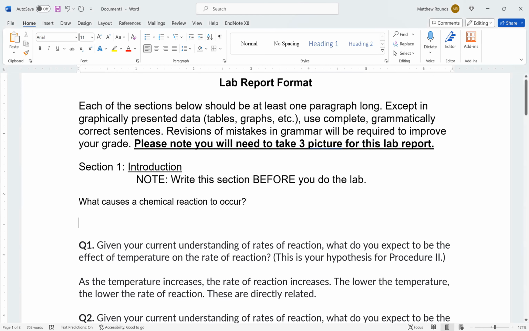So I'm looking for one sentence. Go to the section on rates of reaction from yesterday in the actual online lesson. Okay. Is it on types of chemical reactions? Well, no, actually, it's not that. Rates of reaction. Oh, I found it. Okay.